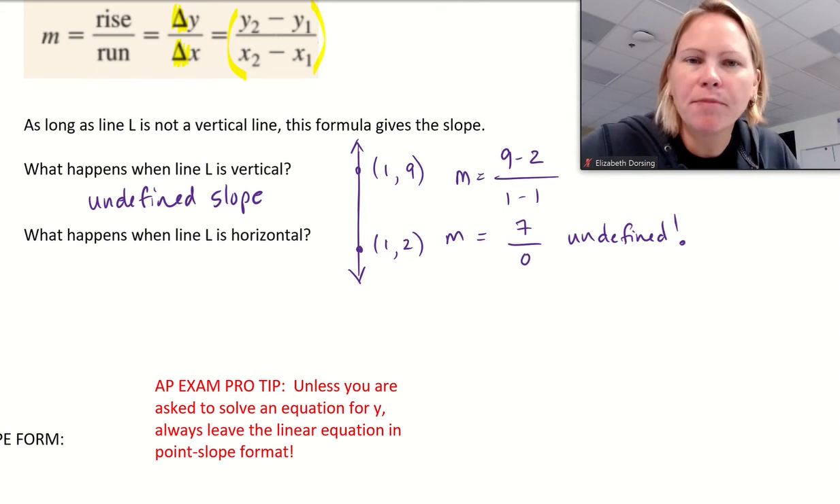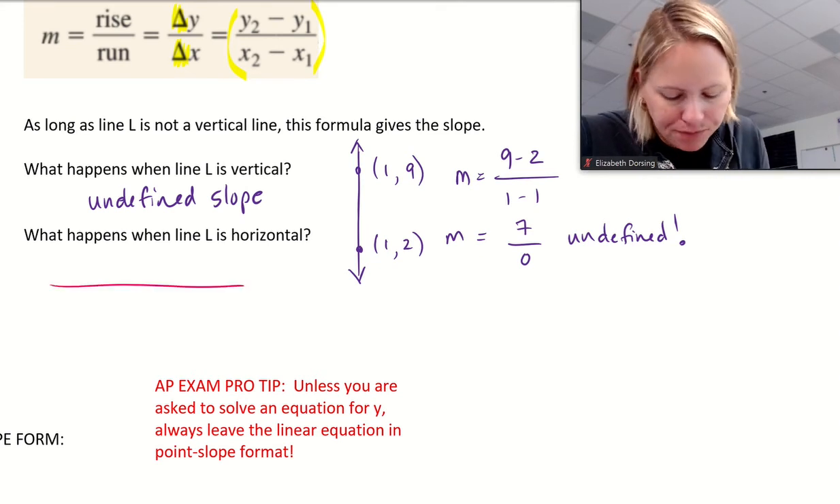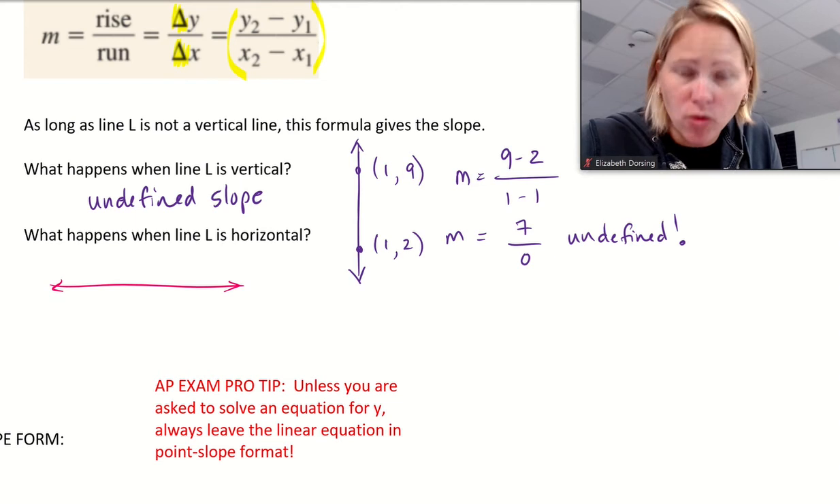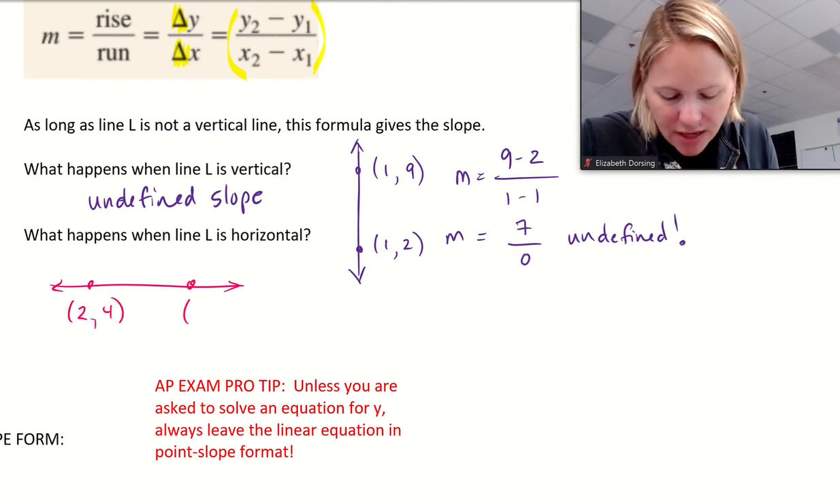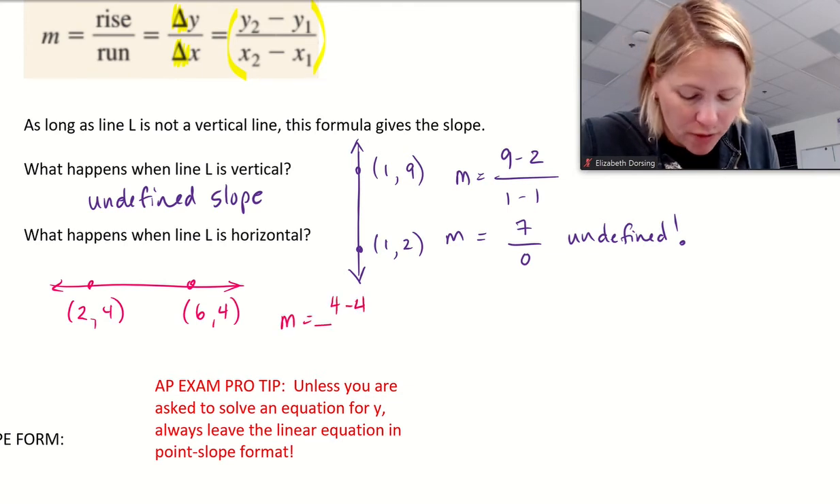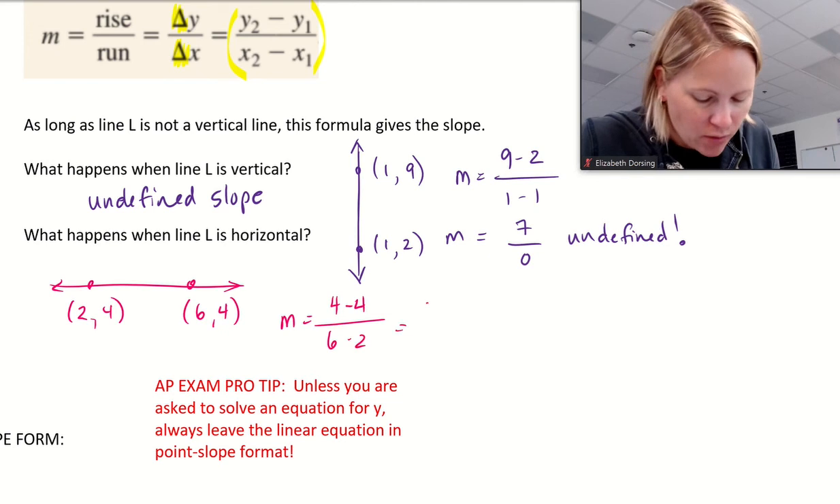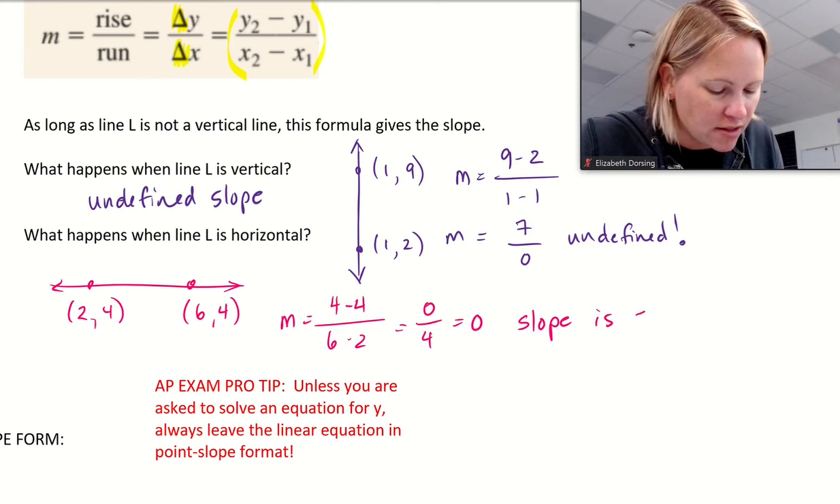Now, what happens when we have a line that's horizontal? Well, if we have a line that's horizontal, what happens is my y-coordinates are the same. So suppose I have these points, (2, 4) and (6, 4). Well, when I go to find this slope, it ends up being 4 minus 4 over 6 minus 2. We get 0 over 4, which is 0. So in a horizontal line, the slope is 0.